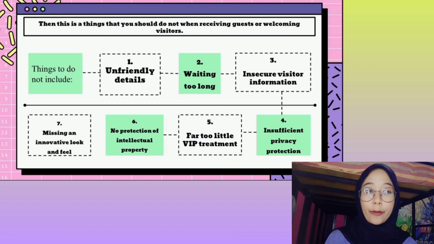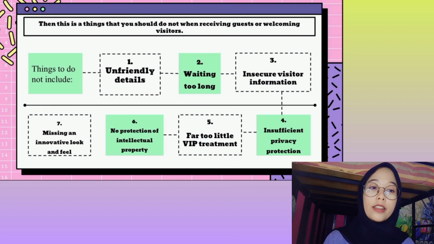For number 4, insufficient privacy protection. Parcels at reception not only look messy, they give visitors a glimpse into the private lives of your employees. Observe all the nature, packaging, and labels, which reveal the context of private purchases. What impression does that give the visitor of your company's diligence? Store your parcels properly.